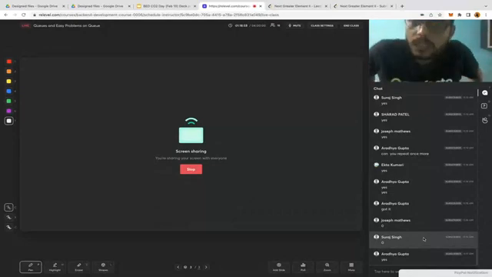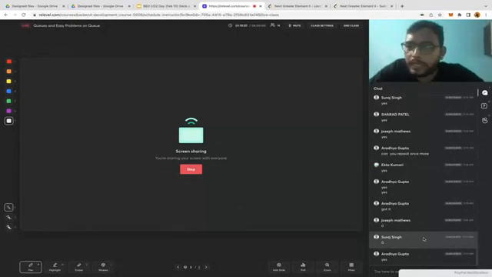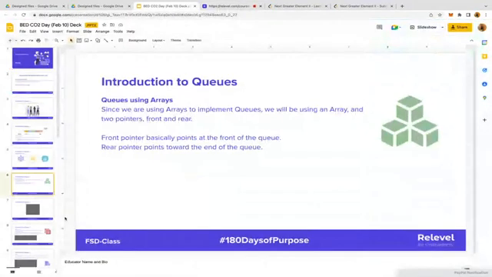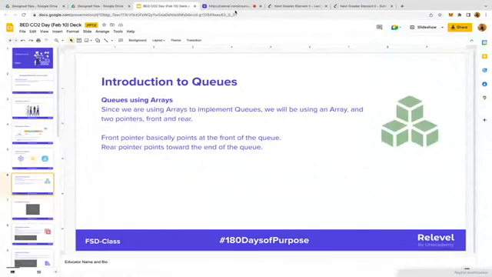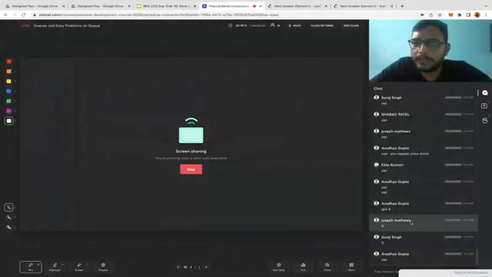So let's now try to create a class, similar to stack. Let me see if they are starting with a class only. Okay, there is nothing else we have missed out. So let's start with creating the class.